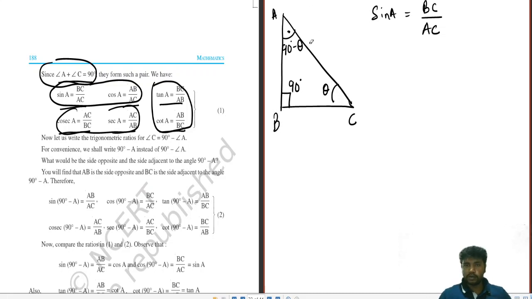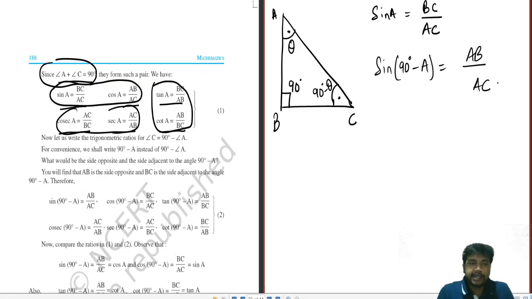I have to adjust some things. We have taken sin A, so this will be theta and this will be 90 minus theta for our convenience, to make it easy. Now look into this. If Monu is sitting over here and he says sin 90 minus A, according to him that will be AB by AC. Sin 90 minus A will be AB by AC.